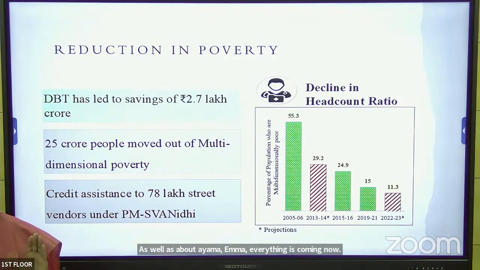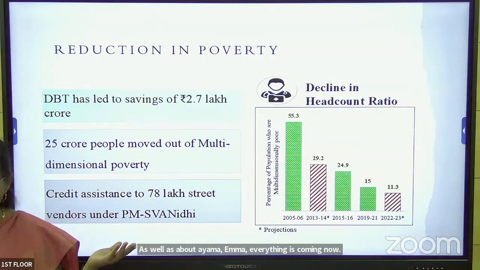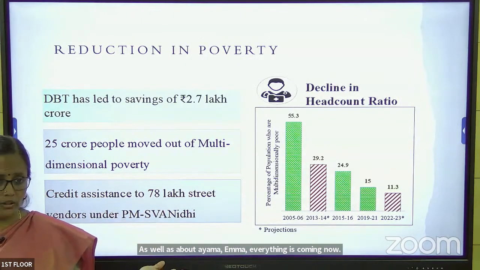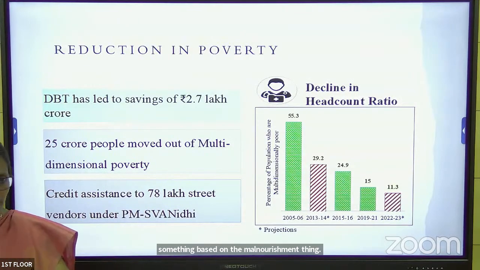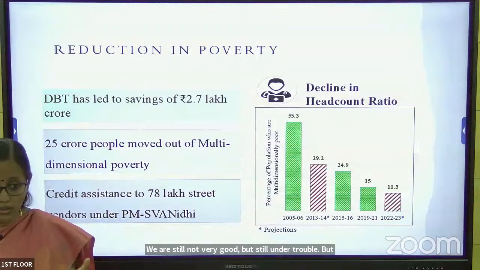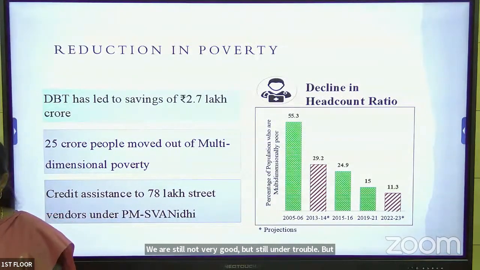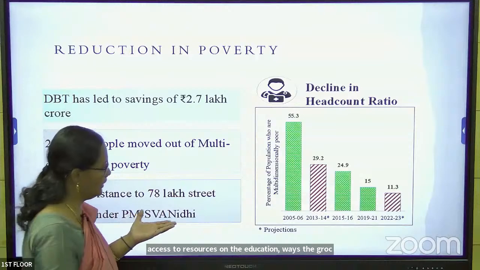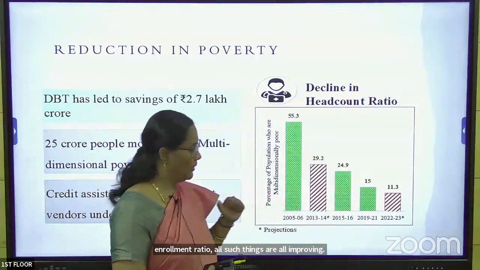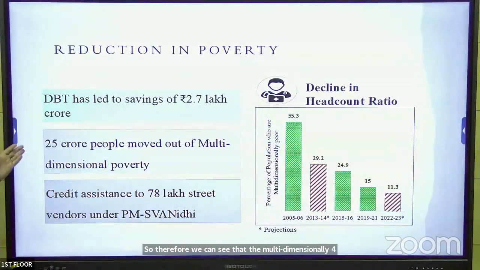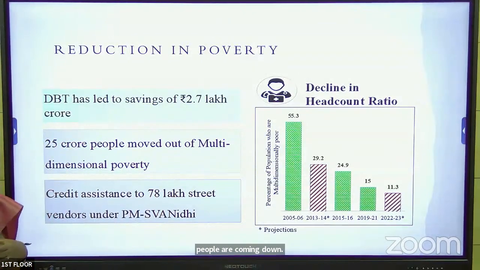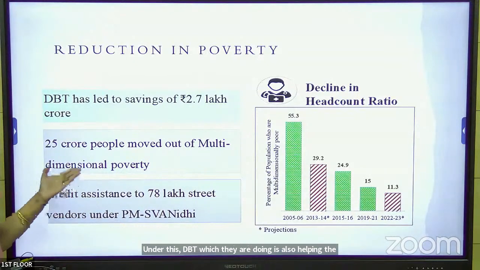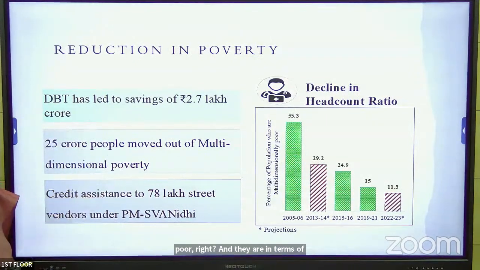But based on the global hunger index, you remember something? Based on the malnourishment thing, we are still not very good. That's still under trouble. But access to resources and education-wise, the gross enrollment ratio, all such things are improving. So therefore, we can see that the multidimensionally poor people are coming down. And this DBT which they are doing is also helping the poor, right? In terms of the total volume, they are saying 25 crore people have moved out.